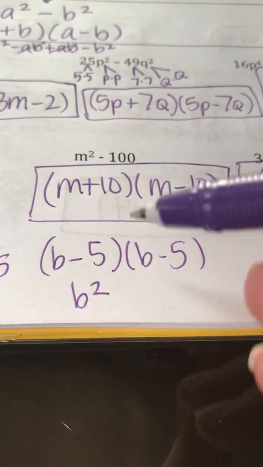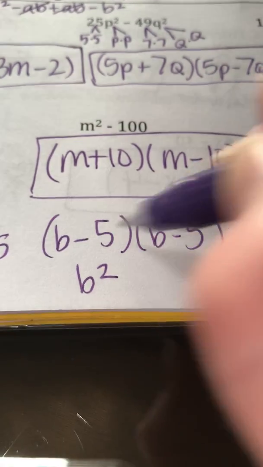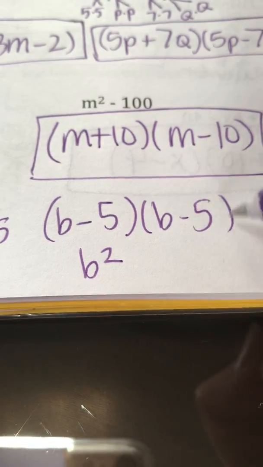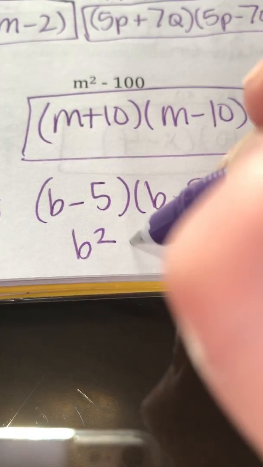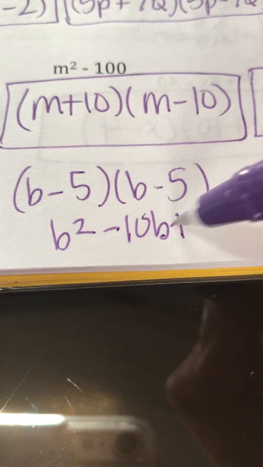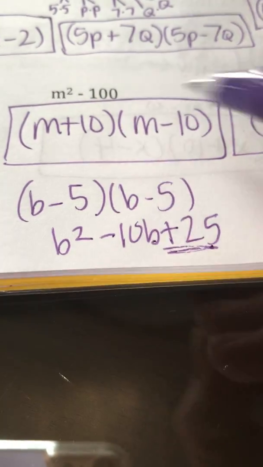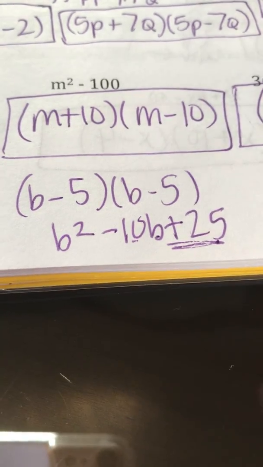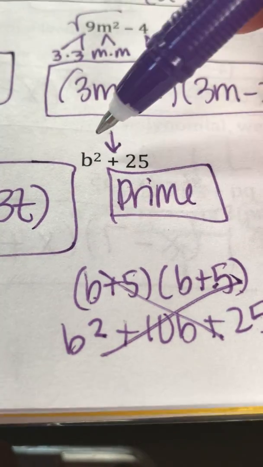But let me go back to this one. So we have b squared. If you wrote b minus 5, and we multiply this out, we have b squared minus 5b minus 5b, which is minus 10b, and then negative 5 times negative 5 is plus 25. So we get that positive 25 at the end, but we still have a b value in the middle, so that's not correct either.